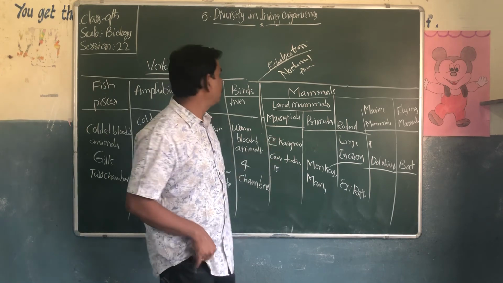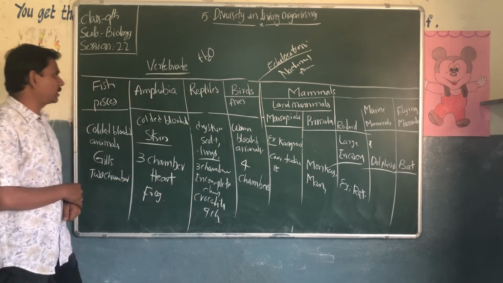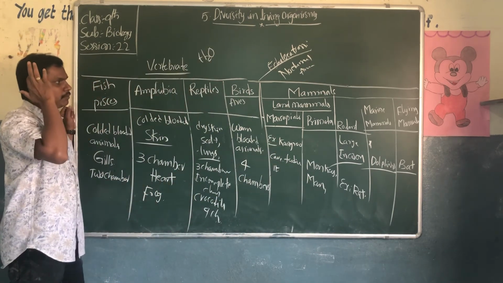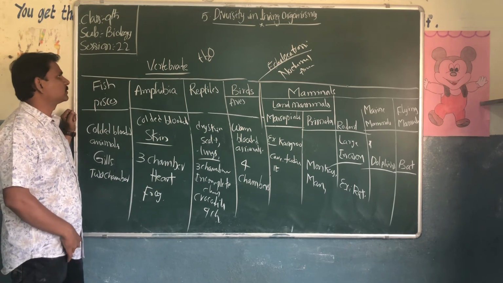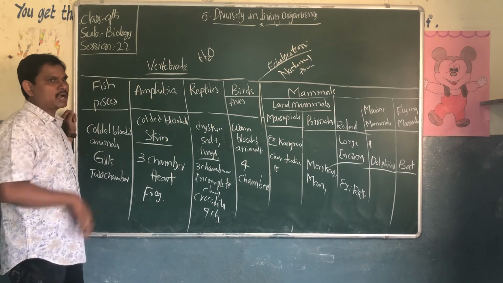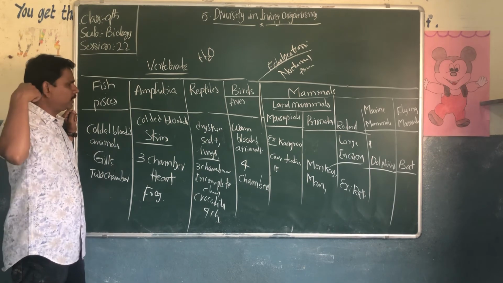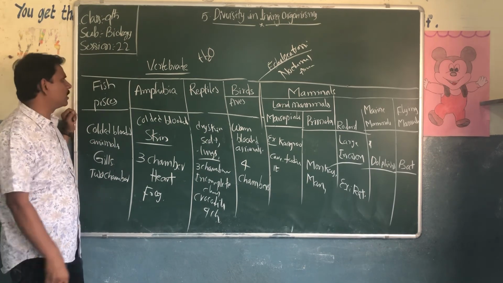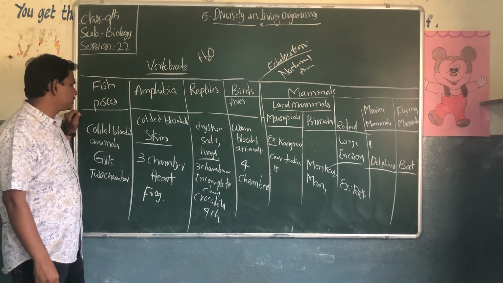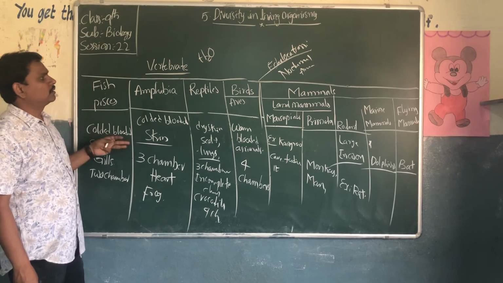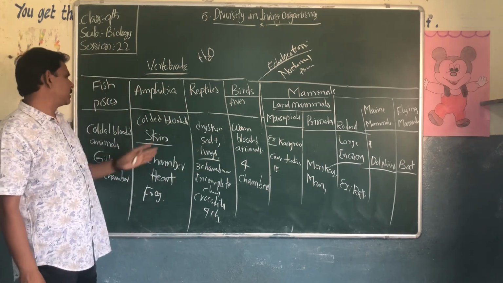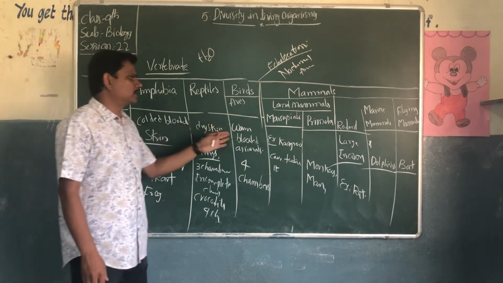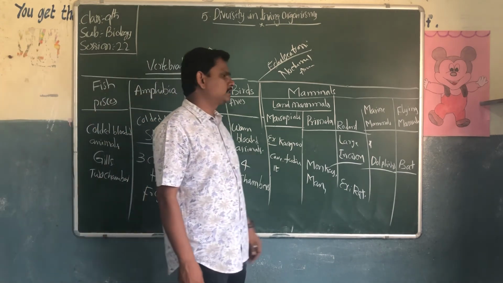These are the vertebrates. This table is very important for the 4 marks and 2 marks questions. They will ask some questions. Vertebrates have a notochord, or a spinal cord. Fishes, amphibians, reptiles, birds. Fishes and amphibians are cold-blooded animals. Birds come under warm-blooded animals.